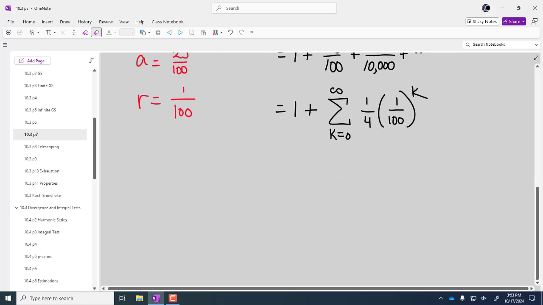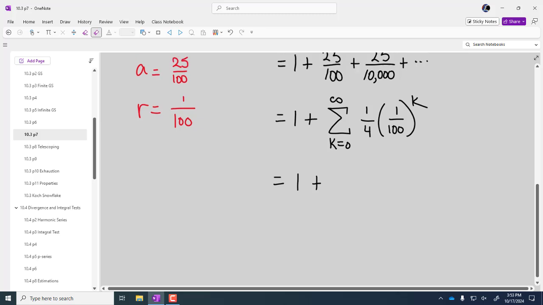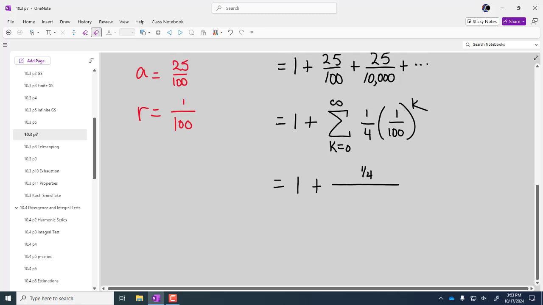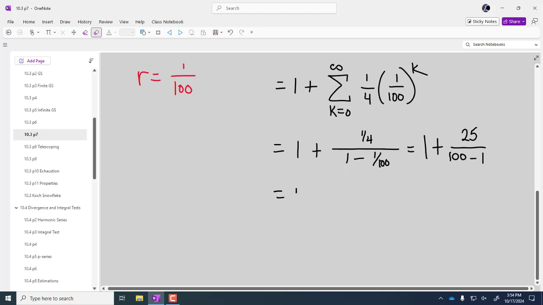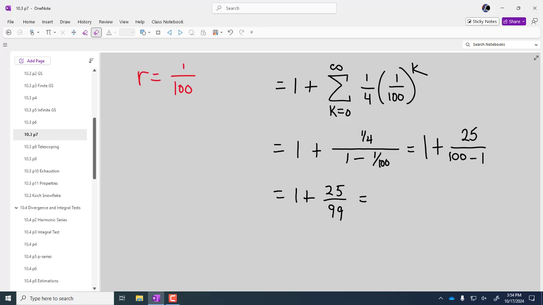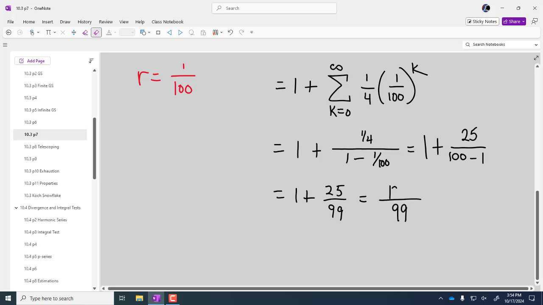And then let's go ahead and find the sum. So it's 1 plus A, which is 1/4, over 1 minus r. We're going to multiply top and bottom by 100. So we'll get that when we multiply it through by 100. We got that. And then we get a common denominator of 99. 124 over 99.